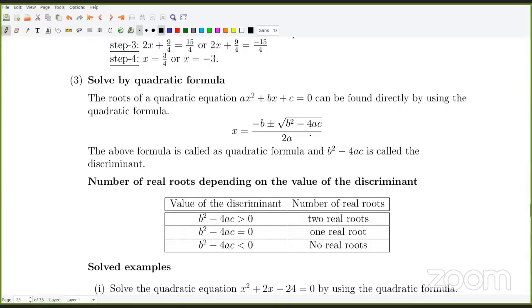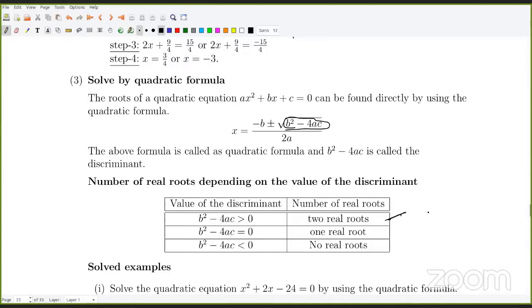The above formula is called the quadratic formula, and b square minus 4ac, whatever is inside the square root, is called the discriminant. Depending upon the discriminant, we can find how many real roots the quadratic function has. If b square minus 4ac is greater than 0, there are two real roots. If it is equal to 0, there is only one real root. If it is less than 0, there are no real roots.